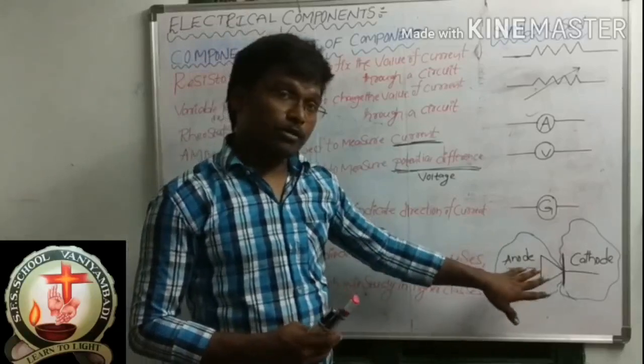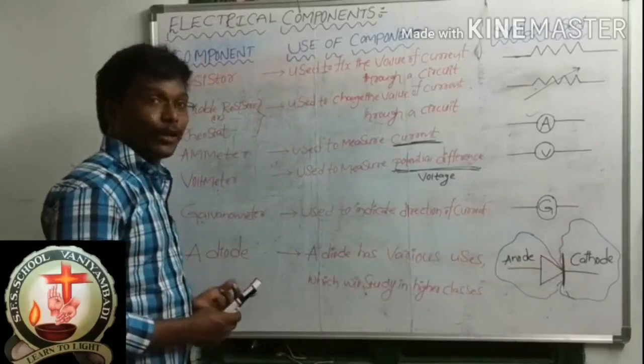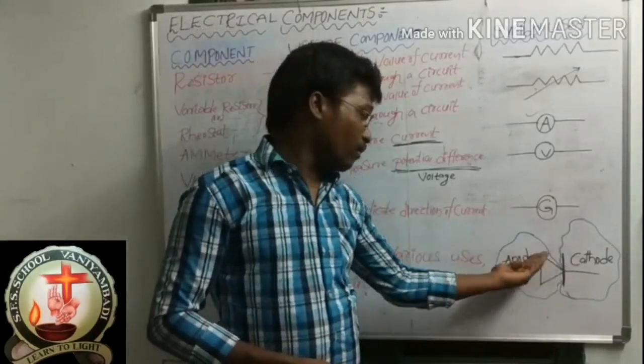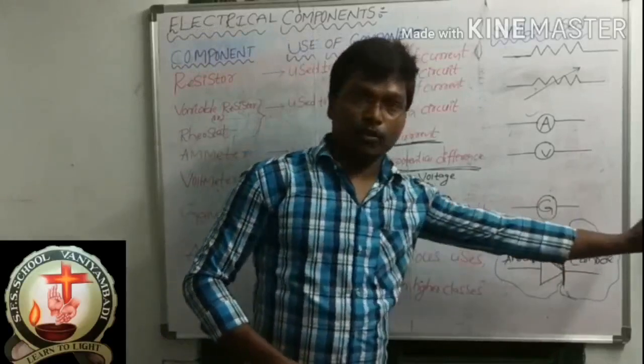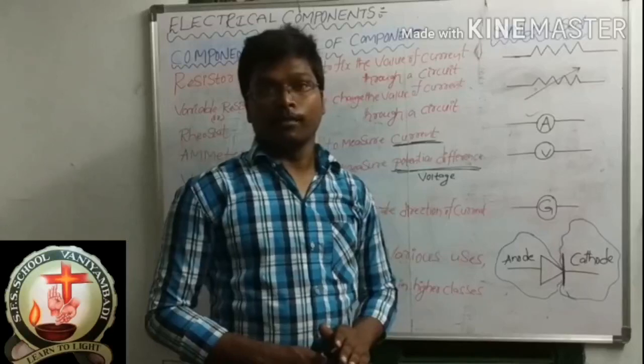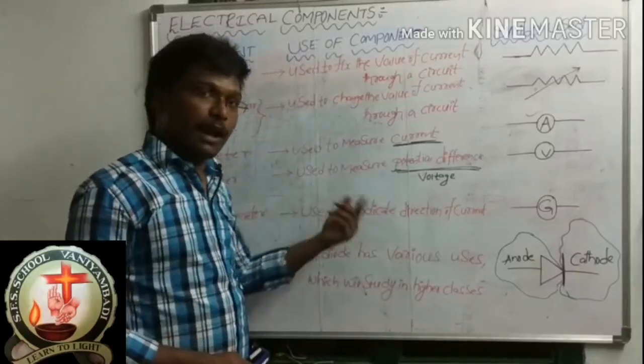I hope you understood this. This is the symbol of a diode. This symbol has one anode and one cathode. Okay, these components are not finished. Still two more are there. I will explain those now.